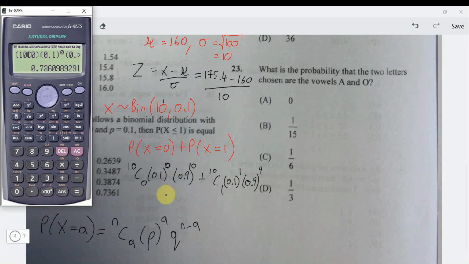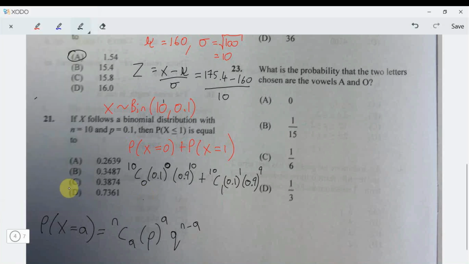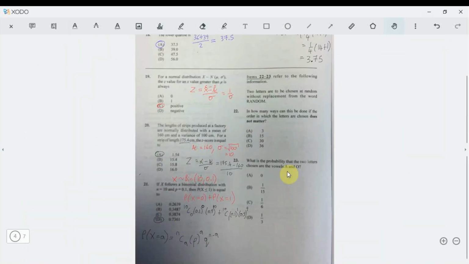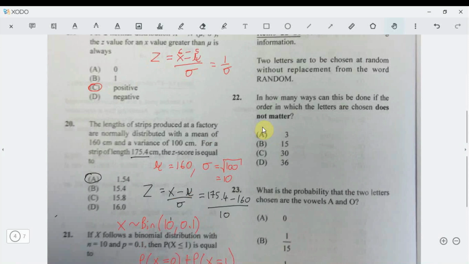0.7361. That is it. 0.7361. That is option D. Nice. See how easy that was? Very easy. Lovely. So you just need to remember this formula, guys. Now, question 22. Let me zoom back in.